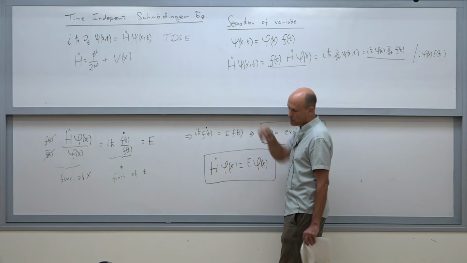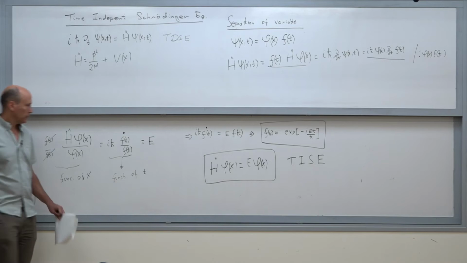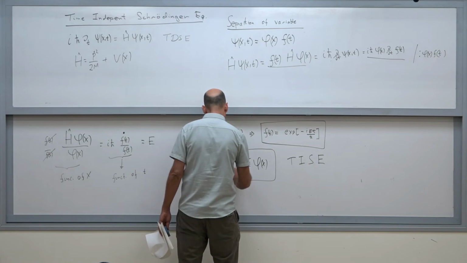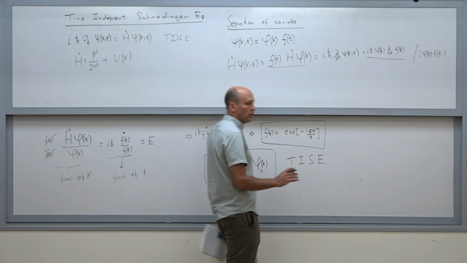So what is the solution of the time-dependent Schrödinger equation? I go back to this equation. This solution, I'm going to write it now, it depends on E. And we will see later what is E.